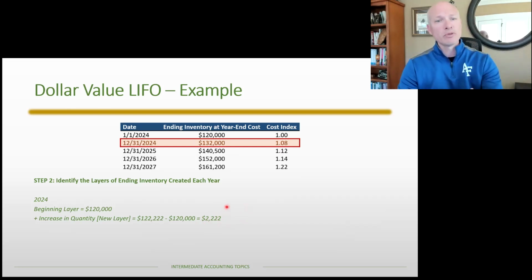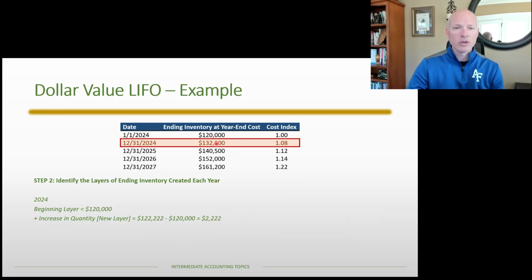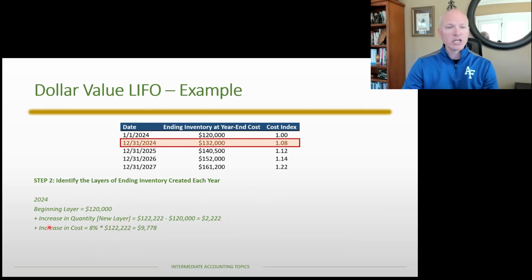Now, I just want to close the loop though and say, well, how did we go from 120 to 132? We know of that change, $2,222 is attributable to an increase in quantity. Now, the only other thing that could explain the difference is an increase in cost. Let's see how that works. So the increase in cost, we can see that there was 8% inflation compared to the base year. If we apply that inflation to the entirety of our inventory in base year costs, we know that there was an increase in cost of $9,778. That's the increase in cost.